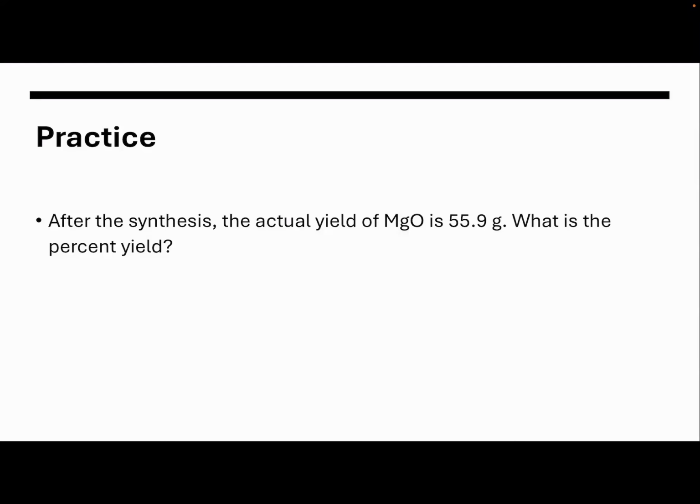Okay, so this is an addendum to that last problem. After the synthesis, what we found out is that the actual yield of magnesium oxide was 55.9 grams. What is the percent yield? Percent yield is a formula, folks. Percent yield is the actual yield divided by the theoretical yield times 100.